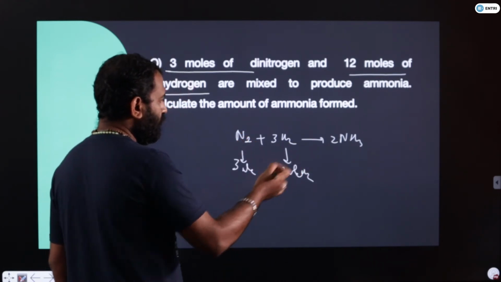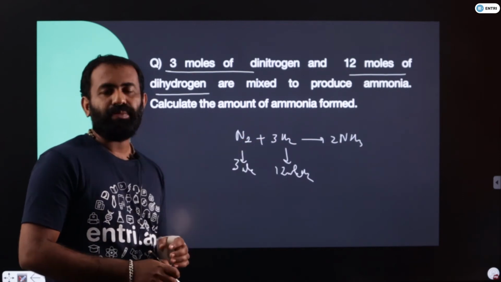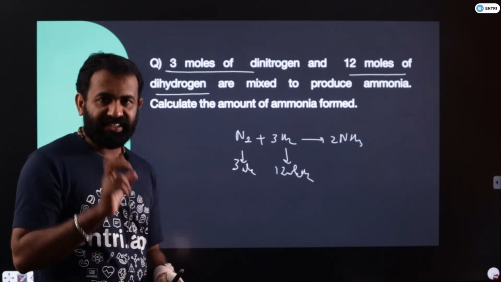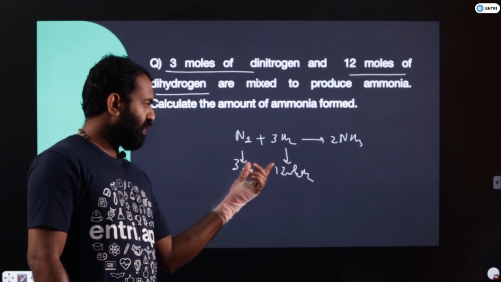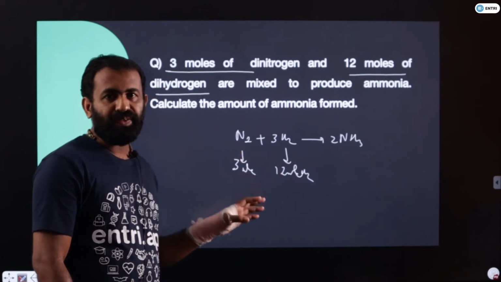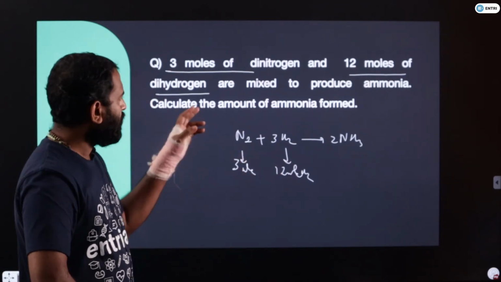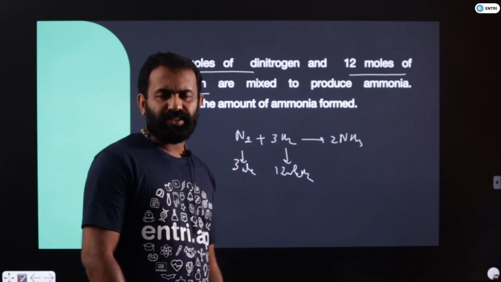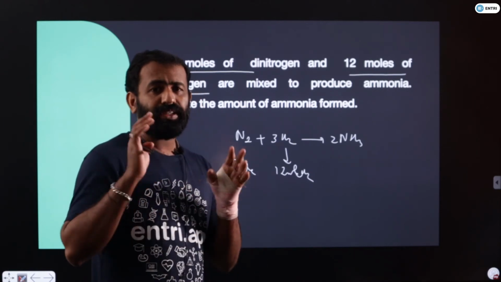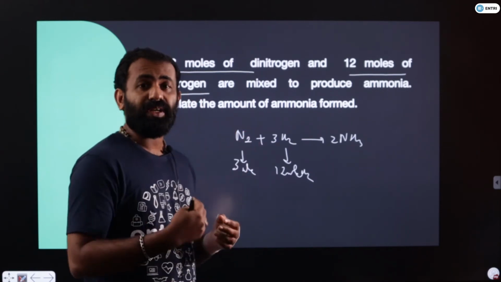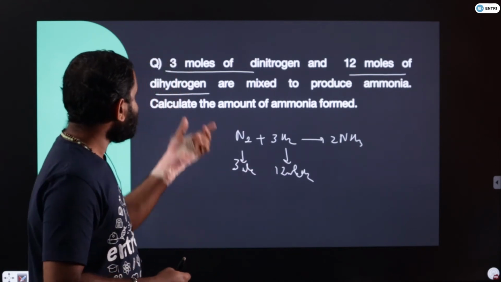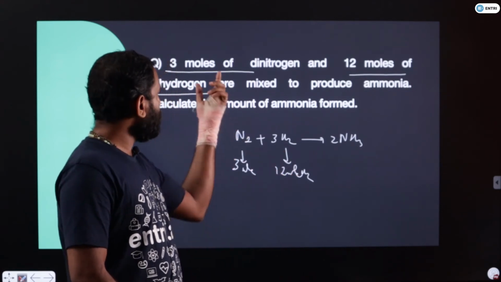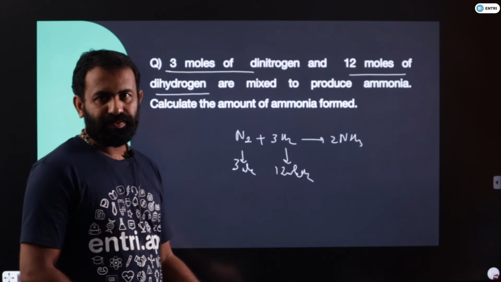So, the given data includes the amount of nitrogen and the amount of hydrogen. If the questions are based on limiting reactant or excess reactant, the amounts of the two reactants must be given in the question. Otherwise, it is the amount of ammonia formed based on 3 moles of nitrogen, or the amount of ammonia formed based on 12 moles of hydrogen. These are basic stoichiometry calculations that do not need identifying the limiting reactant or excess reactant. But here 3 moles of nitrogen and 12 moles of hydrogen are given.